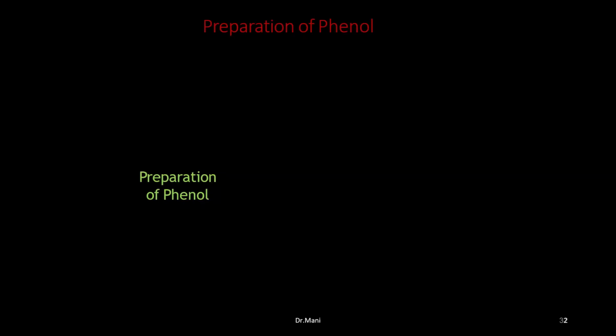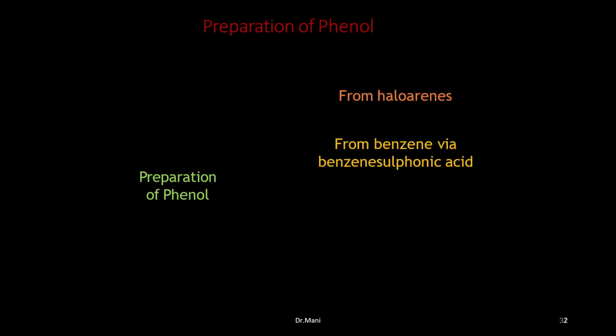So let's see the preparations of the phenols. Phenols can be prepared through several ways. It can be from haloarenes. It can be prepared from benzene via benzene sulfonic acid. We'll see how we do that. And we can also prepare from aniline by using the diazonium salts. And we can also prepare from cumene. So we'll see what are these different ways from which the phenols are prepared.